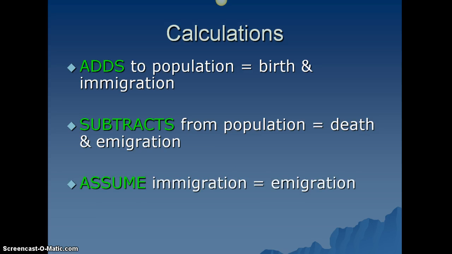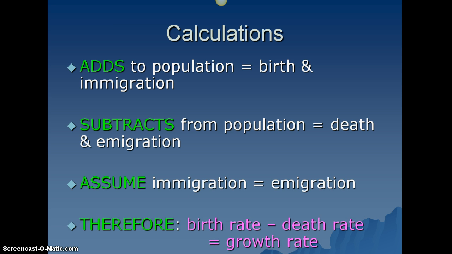So we can assume that immigration and emigration are equal. It's a hard thing to count and to take account for. So a lot of times in calculations of population growth, we will assume immigration and emigration to be equal. That will leave us then with the birth rate and the death rate. So birth rate minus death rate will equal our growth rate for the population.